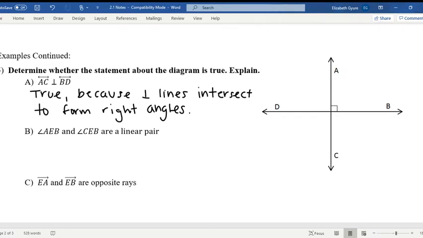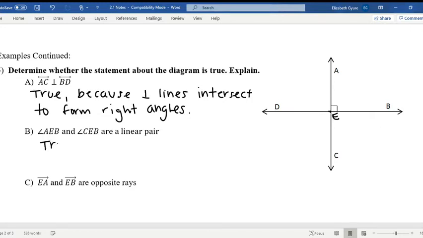Next one says angle AEB, so AEB. Oh, and what I'd like you to do is where they're intersecting here, that's going to be point E. So angle AEB and angle CEB are a linear pair. Well, our definition of a linear pair, and this is in your vocab sheet, is that you have a pair of adjacent angles whose non-common sides form opposite rays. And right here from E to A and from E to C, we have opposite rays. Therefore, this is a linear pair.